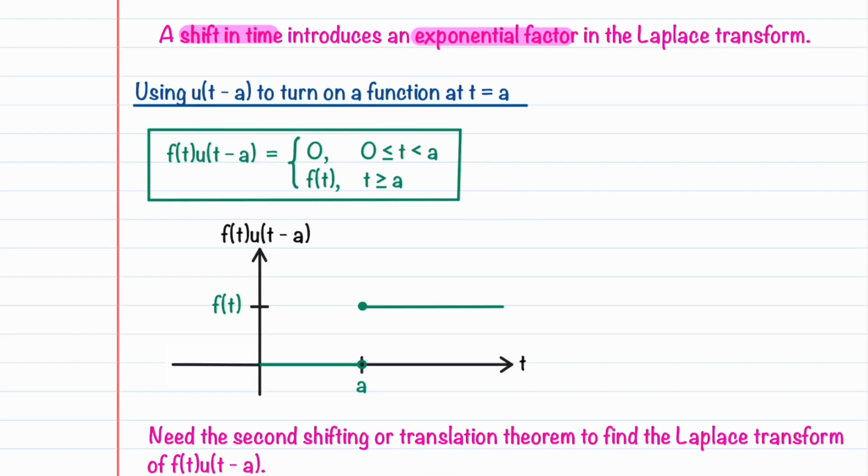We can also use the unit step function to turn on any function f of t at t is equal to a. The graph of f of t times u of t minus a is 0 before t equals a, and then f of t switches on at that point. To find the Laplace transform of this function, we'll need what's called the second shifting or translation theorem. We'll talk about that after we work through a couple of examples.